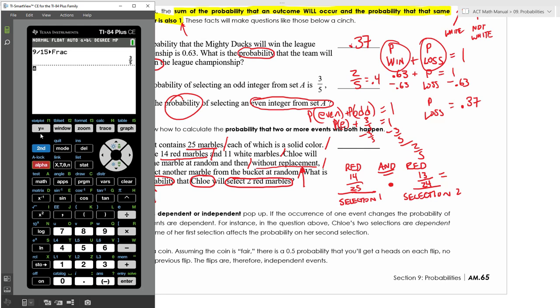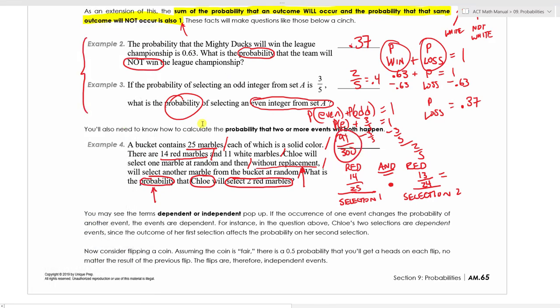I'm going to do this with the alpha F1 sequence. Most of you should have calculators that can do this. So 14 over 25, I'm going to multiply that by, again, alpha F1, 13 over 24. And it's going to give me the result in most reduced form. That's one of the benefits of using the alpha F1 sequence. So that's going to be 91 over 300. That will be the probability that I will select 1 red and then another red on my second draw.